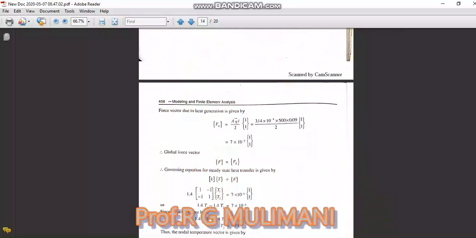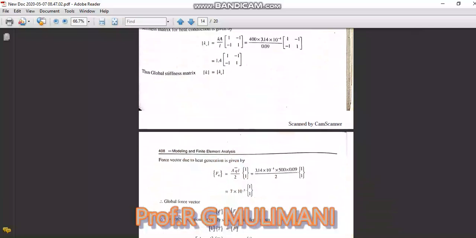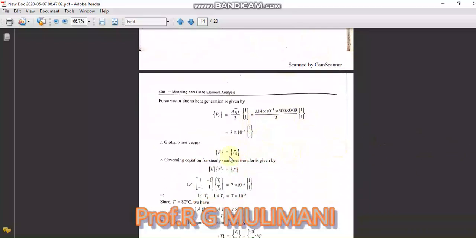Then you find the nodal temperatures by substituting this in the equilibrium equation. As the heat generation rate is given, AQL by 2 times 1 1. A value is given, diameter is given, so you calculate the area. Q, the heat generation, is 500, and length is 0.09. Since there is only one element, there is no need to find the global force vector. So KT is equal to F, put it in this form and find the nodal temperatures.